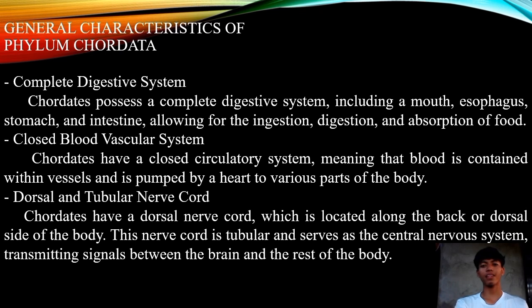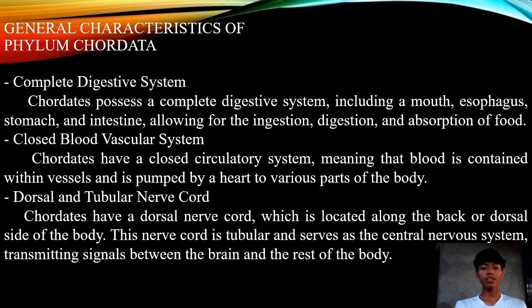So, in fact, chordates have a closed circulatory system, meaning blood is confined within vessels and circulated throughout the body. This system efficiently transports oxygen, nutrients, hormones, and waste products to and from cells. So the last thing we have is the dorsal and tubular nerve cord.